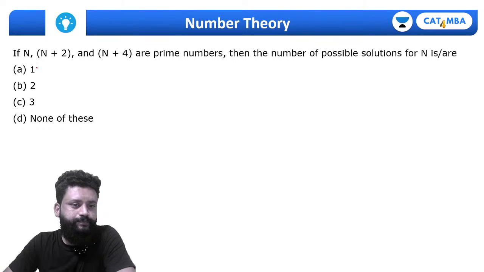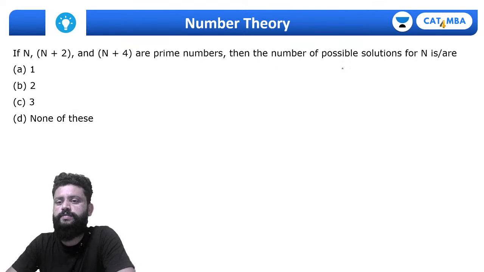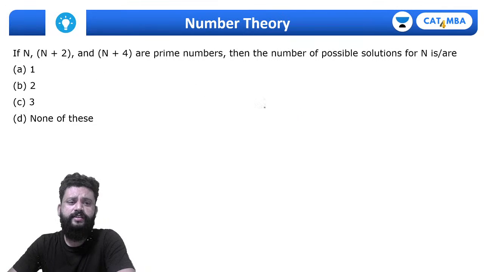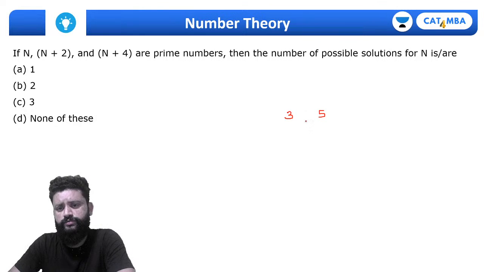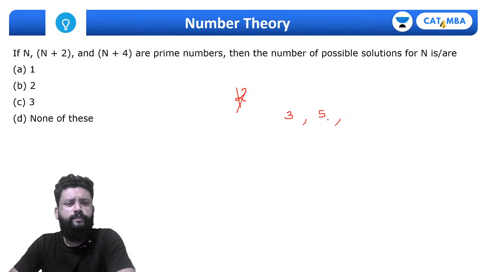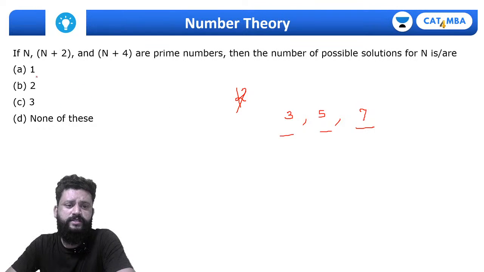Okay, so if n plus 2 and n plus 4 are prime numbers, then the number of possible solutions for n. These are prime numbers, so you can easily make out that a difference of two should come. Definitely if I try 3, 3 + 2 has to be 5. Let's start with the small prime numbers. Then we can't start with 2, +2 +2 happened twice, then 7. So 3, 5 and 7. After that you won't get these 3 consecutive prime numbers, as simple as that. So the answer is only 1.